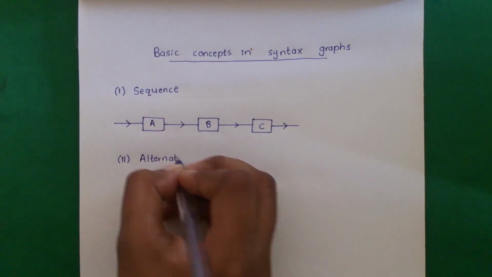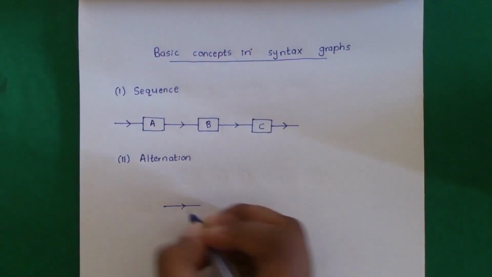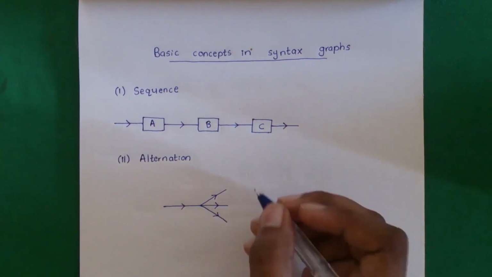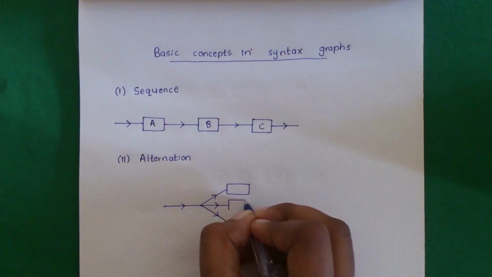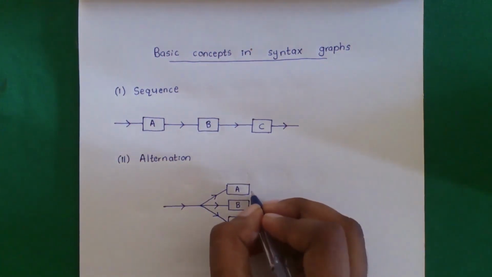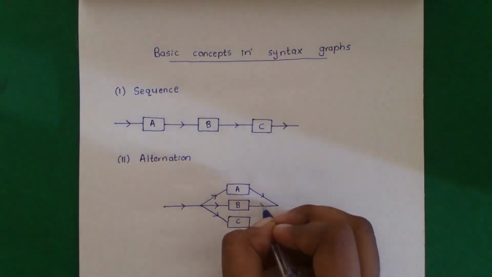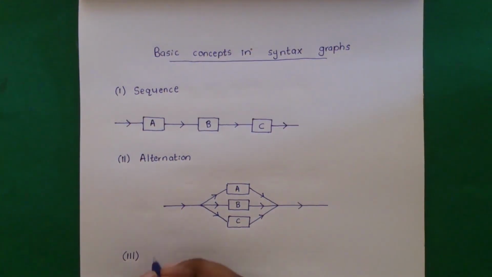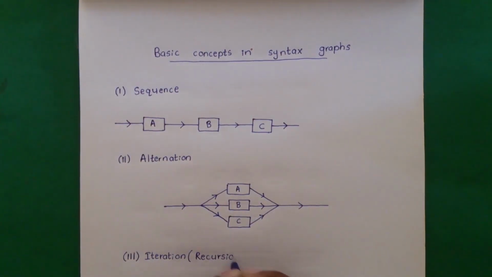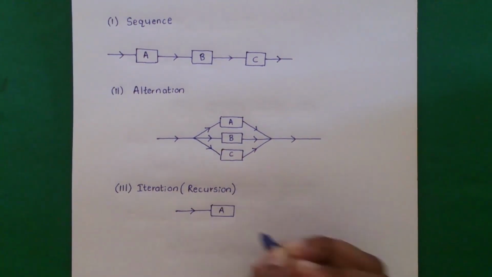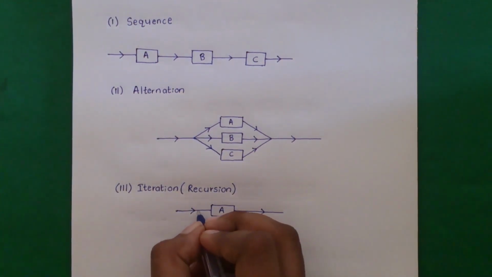Second one is alternation. Here you have to select the path. In this example you can see there are three paths in the syntax graph. According to your problem you can select one of the paths. Third one is iteration or the recursion. As you can see, in that case we have to go back and repeat the syntax graph again.